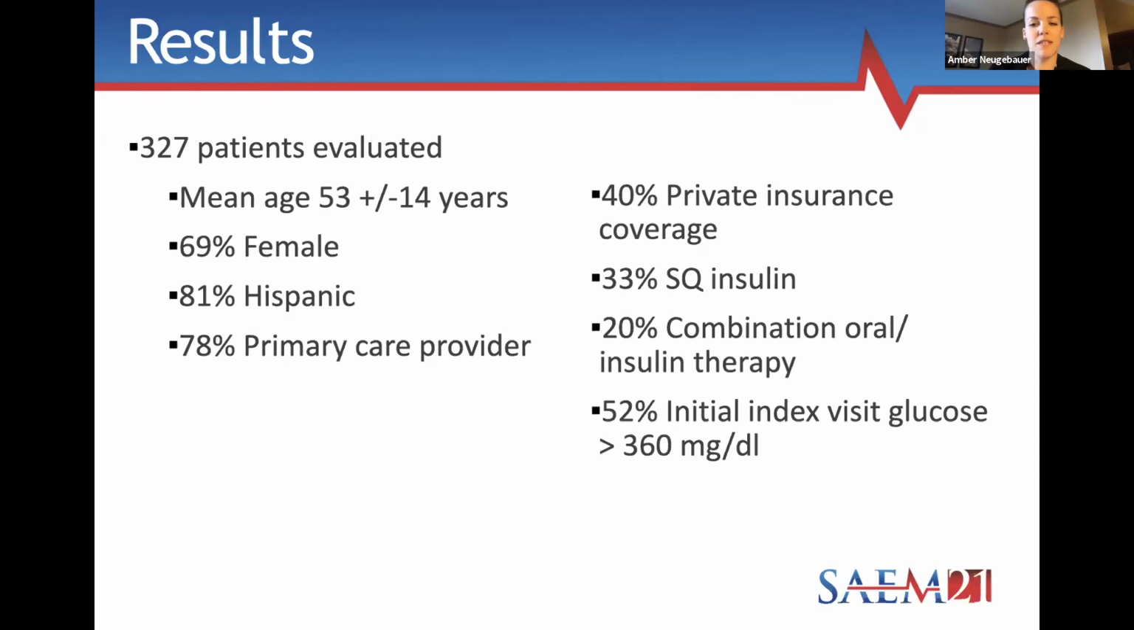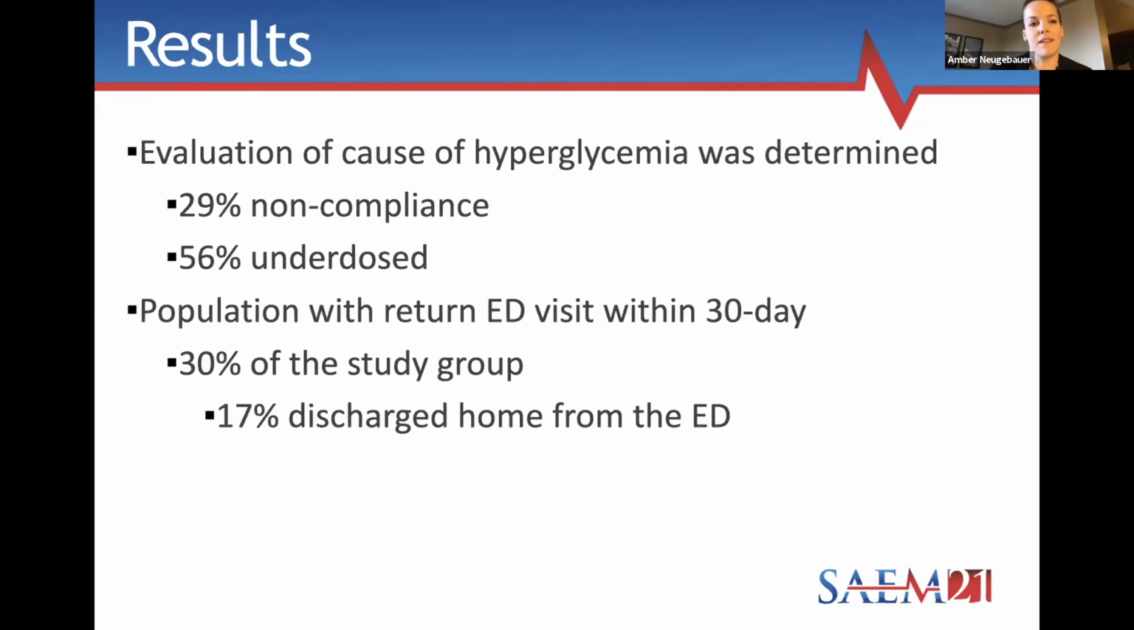And 52% of patients had an index visit with a blood sugar greater than 360 milligrams per deciliter. The cause of hyperglycemia as determined by the providing physician was noncompliance in 29% of the cases, and underdosing in 56% of the cases. The population with recurrent ED visits within 30 days was roughly 30% of our total study group, and 17% of these patients were discharged home after their subsequent ED visit.